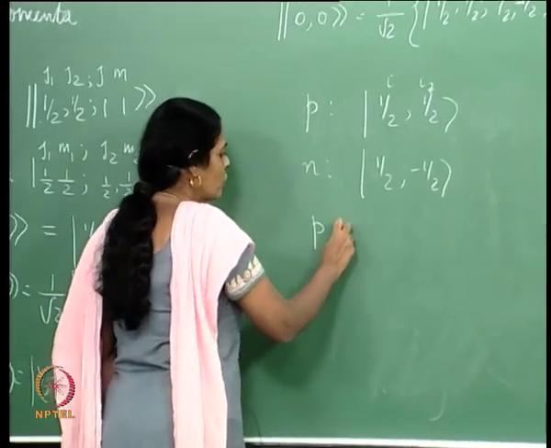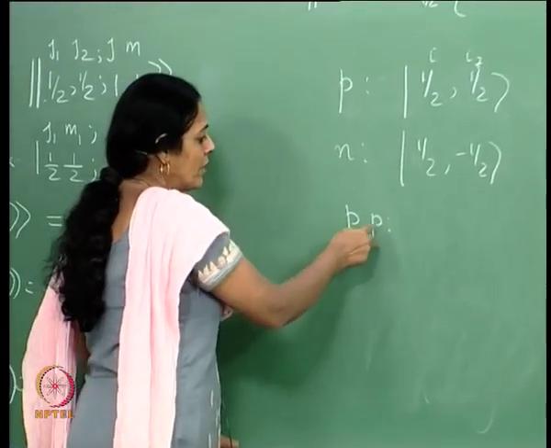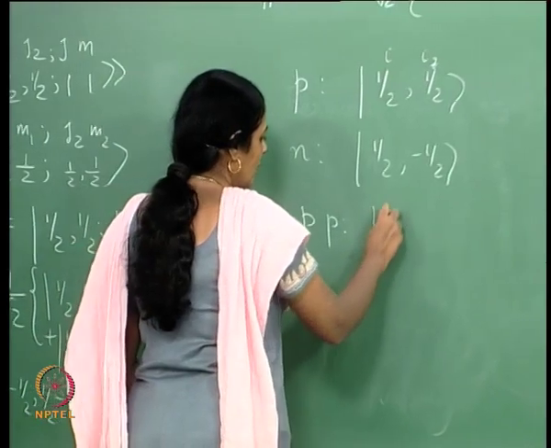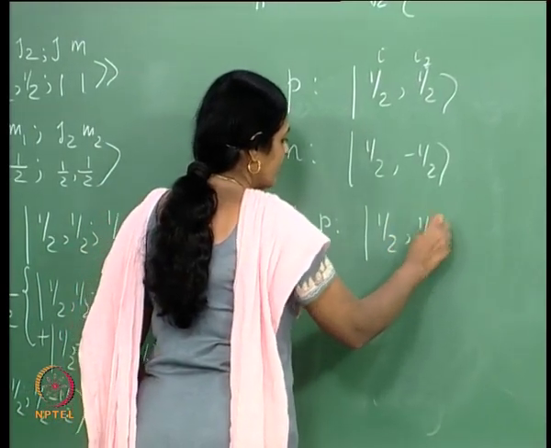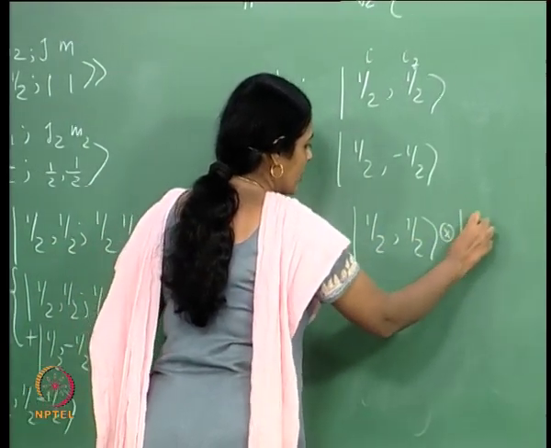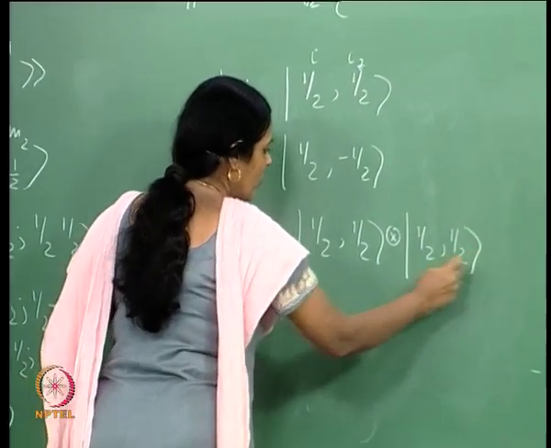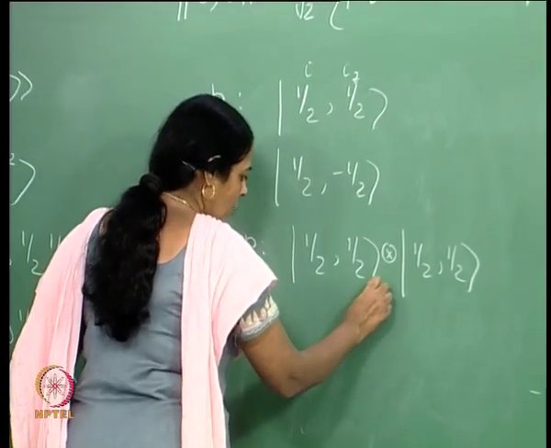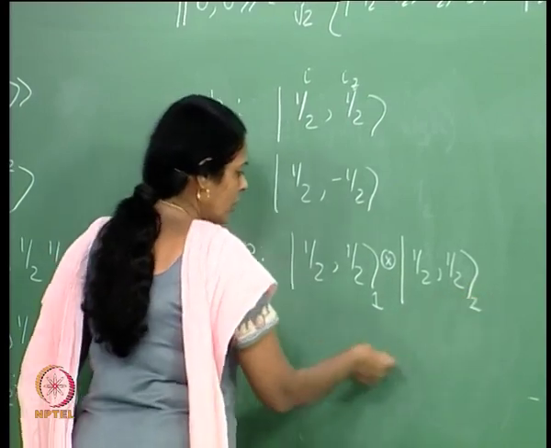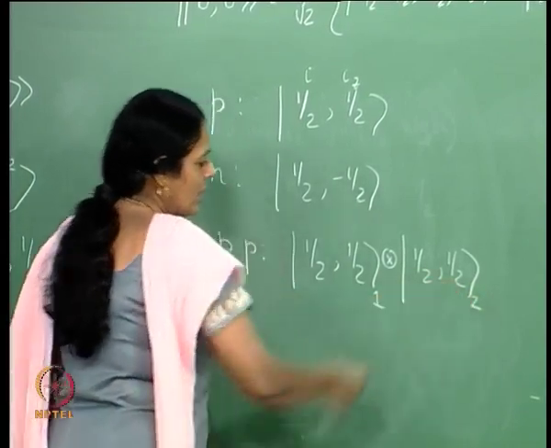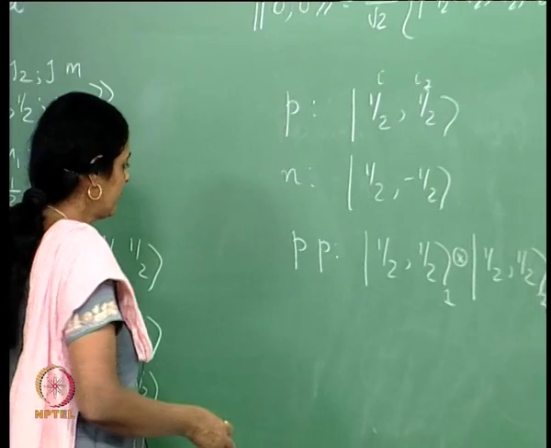This is the uncoupled situation where I think of them as independent subsystems. But I could think of 2 protons, one from beam 1 and the other from beam 2. Now if I did that, it would be represented by half half with half half. This is beam 1 and this is beam 2. If you wish, you could call this beam A and that as beam B.